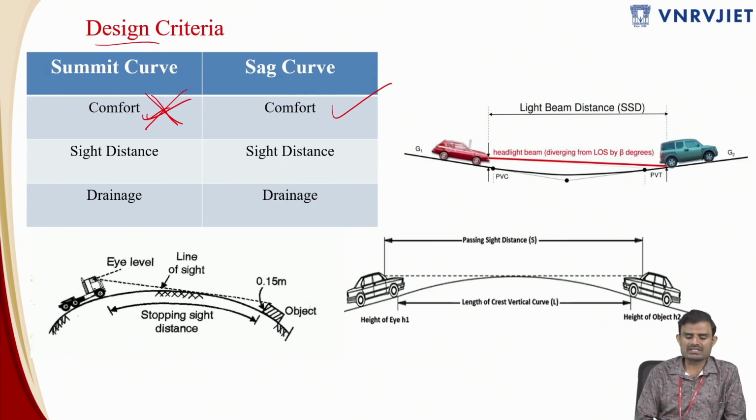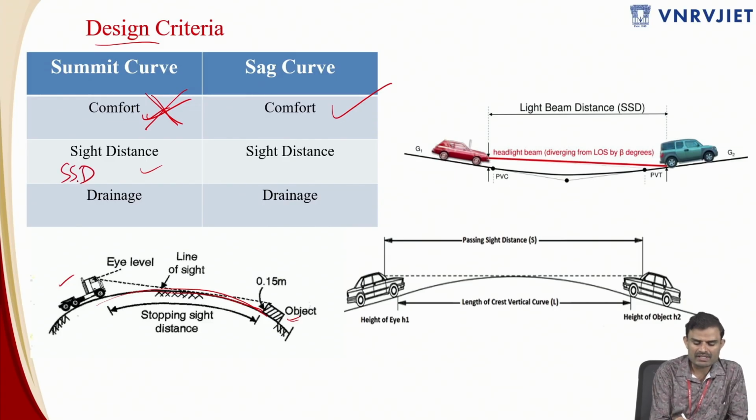Coming to sight distance, it is very, very important in terms of the summit curve. So this is a summit curve over here. You can see this is concave downwards, convex upwards. There is a vehicle on one side of the curve, and there is another object on the other side. If you don't provide a reasonable amount of sight distance, then you'll not be able to see this object, and you'll end up undergoing some kind of collision. That is why you have to design for sight distances.